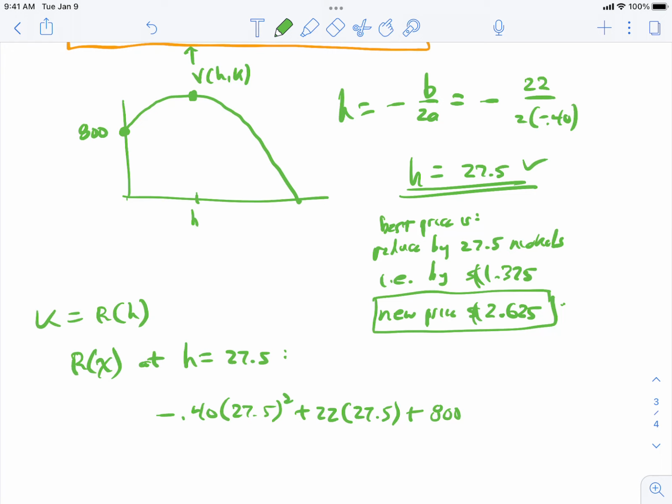I don't think I have this figured out. So here I go. Negative 0.4 times 27.5 squared, plus 22 times 27.5, plus 800 equals, oh yeah, now we're talking, 1102.50. See, now that's nice. Why make $800 a week if you can make $1,100 a week? Apparently Olga can, if her market research is correct.